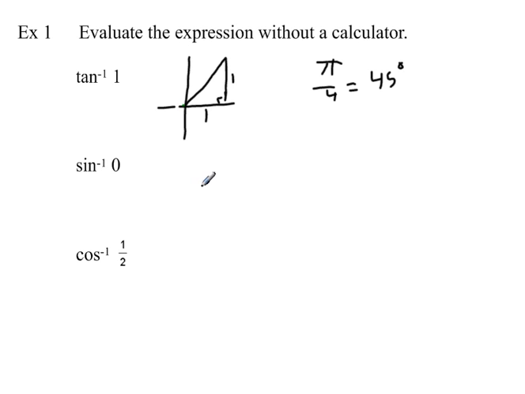Okay, next one. We want to look for the angle whose sine is 0. So I know sine is opposite over hypotenuse, so I'll write that as 0 over 1. And you might look at that and say, well, that diagram's impossible because you can't have a 0 in this spot. Well, really, if we were to condense this triangle down so it's just a segment over, opposite would be 0, hypotenuse would be 1. That angle is 0 radians, or 0 degrees.